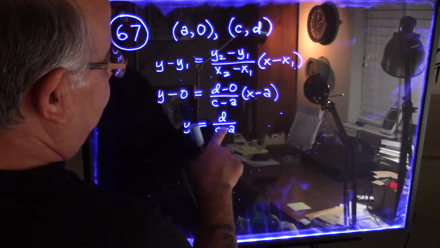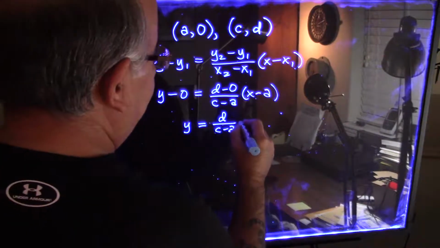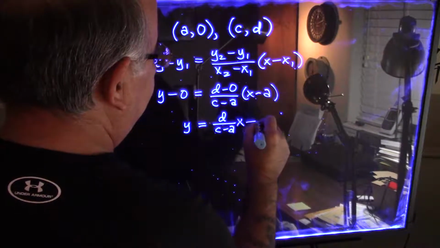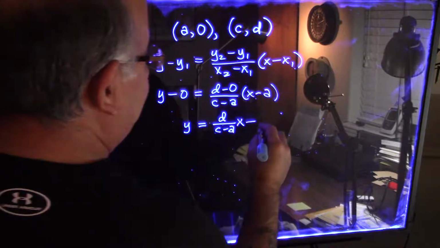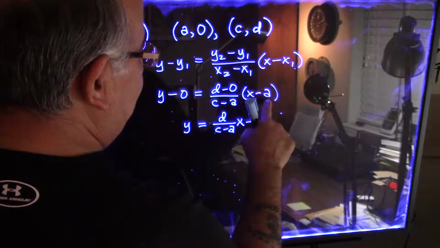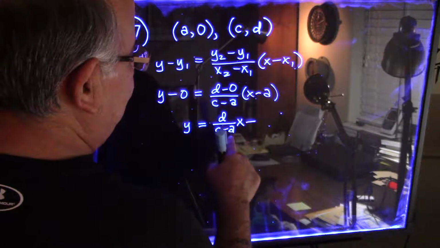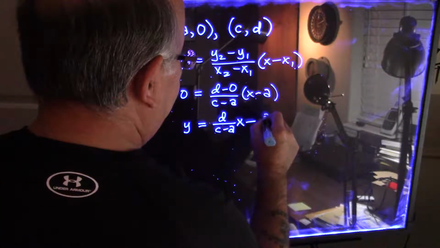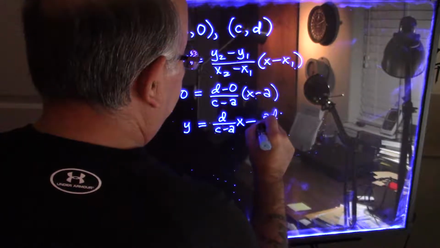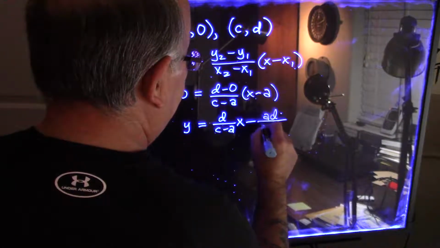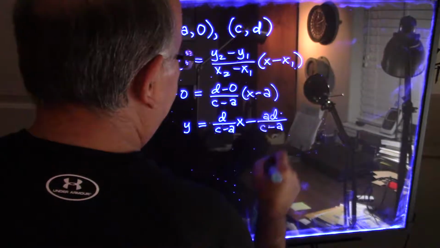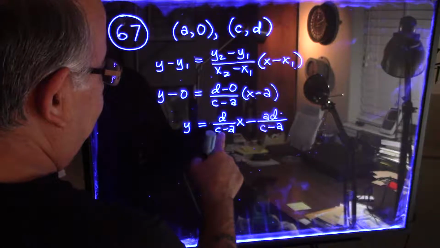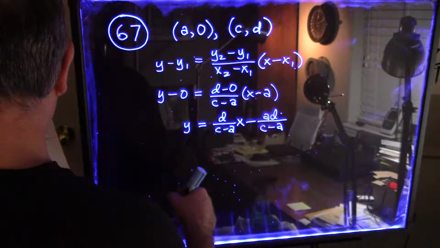And let's distribute this through. That's going to hit the x, so that's x. And then you've got the minus. And then you've got a times d on top. Think of that as a over 1 times d over c minus a. And so you're going to get the numerator ad on top over c minus a in the denominator. Well, that's basically all there is to it.